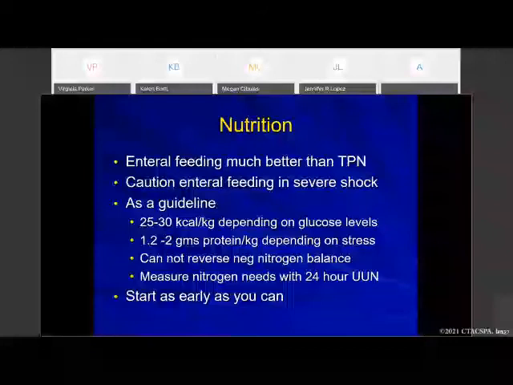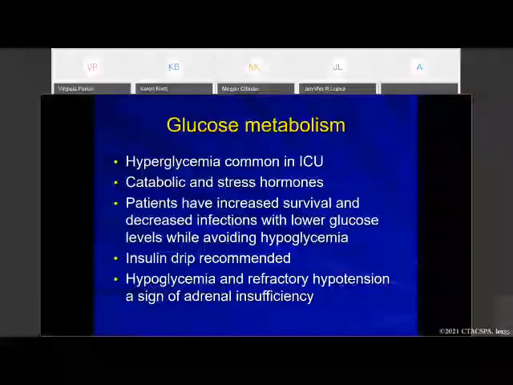So 2 grams for burn patients, trauma patients, 1.5 to 2 grams for head injured patients and stuff. And then normally you give about 1 to 1.2 grams of protein per kilogram for someone who's not in stress. You can use a metabolic cart if you want to measure it. We used to do UUNs. I guess we don't do it anymore. It was kind of fun. You just see how much nitrogen they're putting out, and you figure out how much nitrogen you need to give them in order to balance that out. And you start as early as you can, except one exception being someone who's in severe shock for a day or 2.